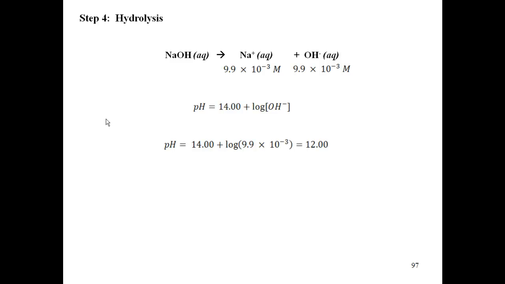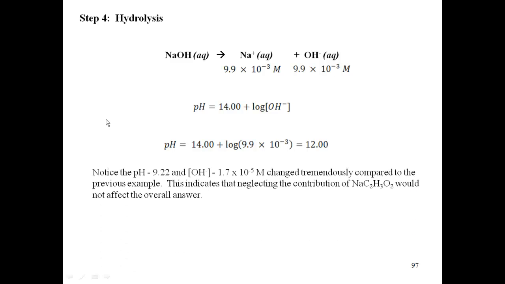Now notice, in the previous problem, we had a pH of 9.22, with an OH concentration of 1.7 times 10 to the negative 5th. In comparison to the OH that's coming from my sodium hydroxide, it's very small. If I add those two numbers up significant figure-wise, I still have 9.9 times 10 to the negative 3rd. So it's not contributing a large amount, which means I can neglect it.